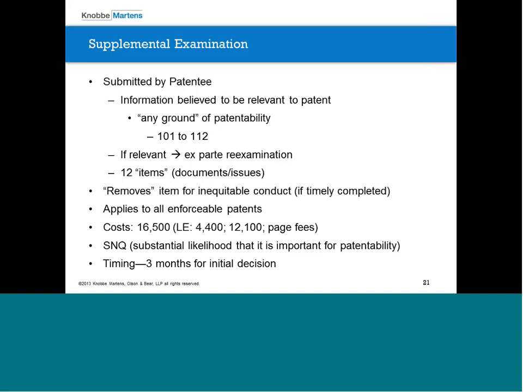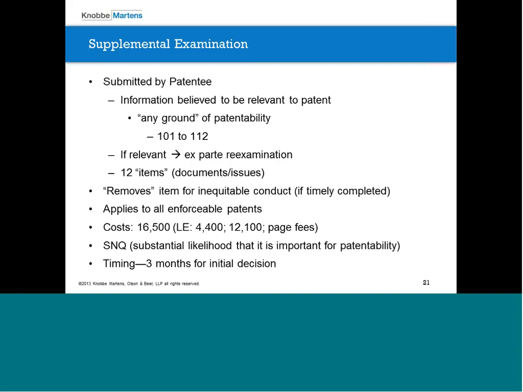One item to keep in mind is that there are limits on the number of items that you can submit in each supplemental examination request. It's 12 items. It's somewhat vaguely defined, and so if you've got a 12-way obviousness proposed rejection, then that's all 12. But if you're submitting a statement regarding 101 or 112, that may or may not be a single item. To some extent, that's just a cost aspect because you can file numerous supplemental examinations at the same time. This is something that's available to all enforceable patents at present. The cost is fairly steep. It's $16,500, but the bulk of that is for the re-exam proceeding. And if there is no instituted re-exam proceeding, then you get that money back. So you're really looking at something closer to $4,500.